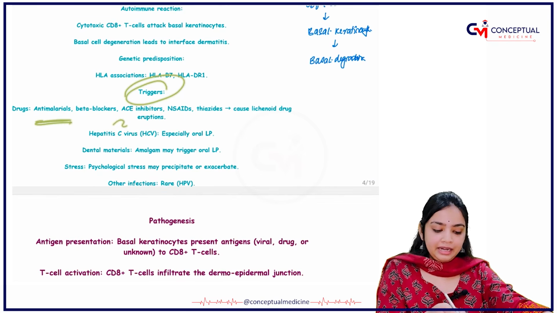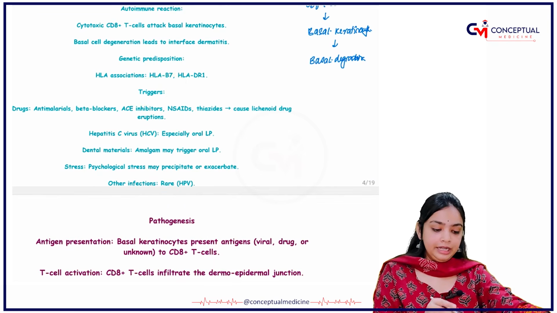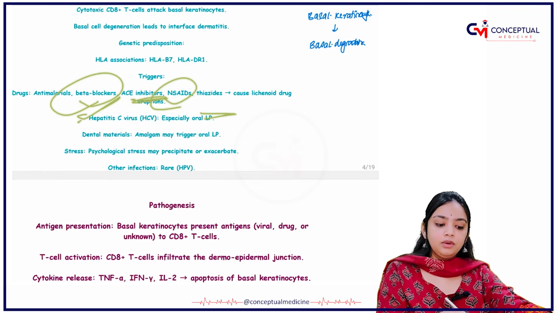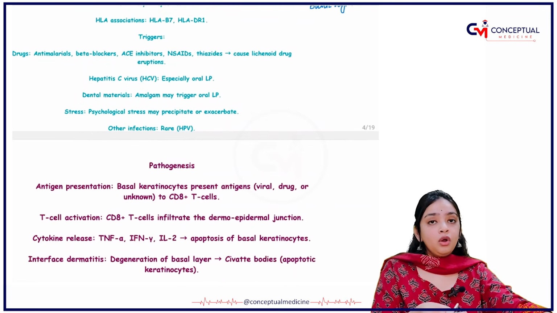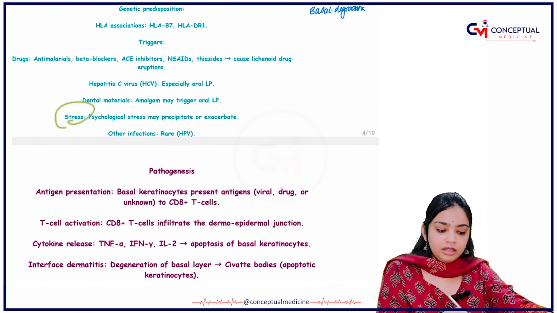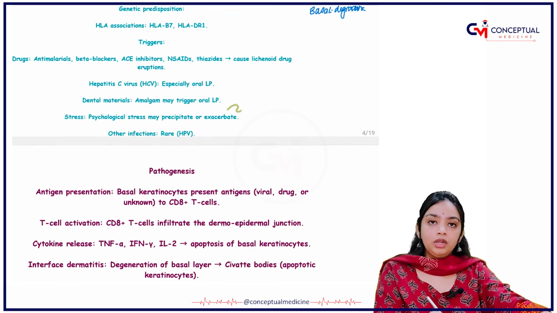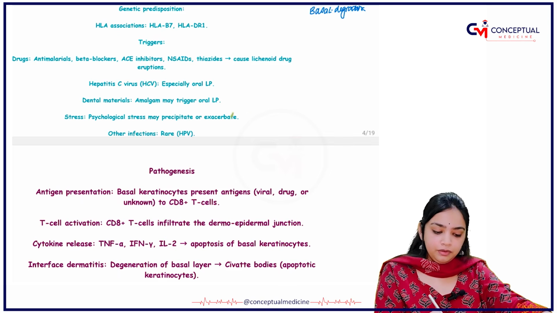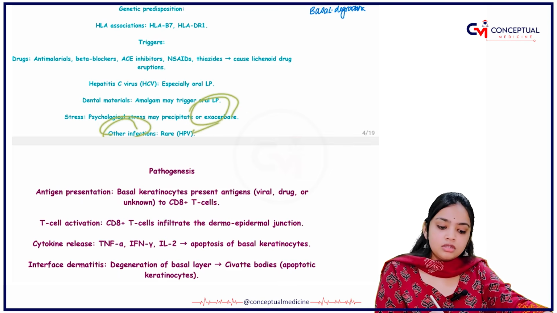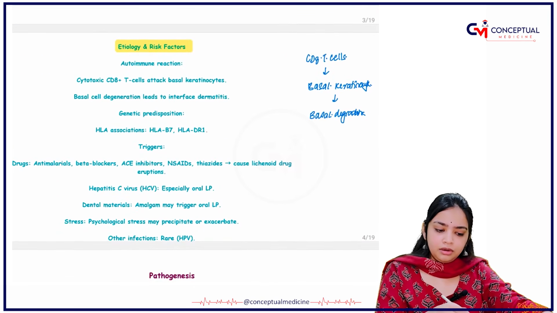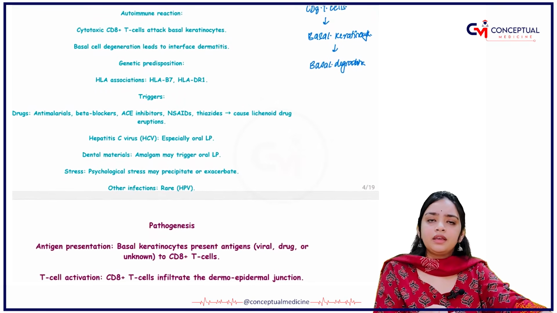The drugs will be anti-malarial drugs that we give for the treatment of malaria. Beta blockers can trigger it, ACE inhibitors, NSAIDs and thiazides. Then you have the hepatitis C virus, which is also a trigger for this kind of disease. Then you have the dental materials like the amalgams. Then stress, like if the person is taking a lot of psychological stress, then there are chances that the person will develop this kind of disease. Okay, there are oral infections like HPV, but the oral infections are rare. So these are mainly the etiology and the risk factors that are involved.